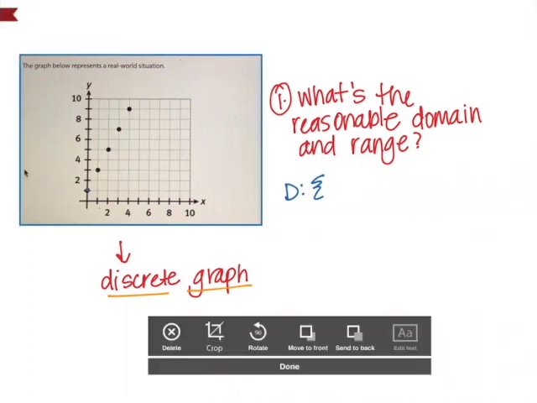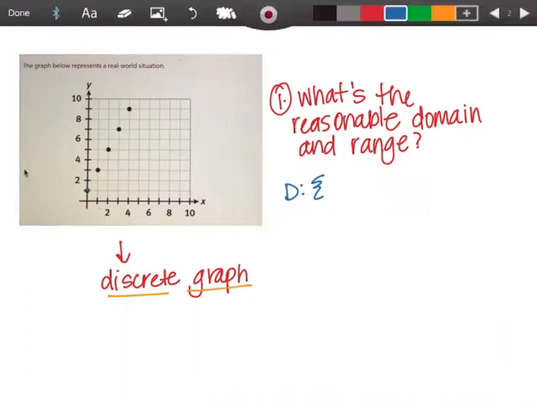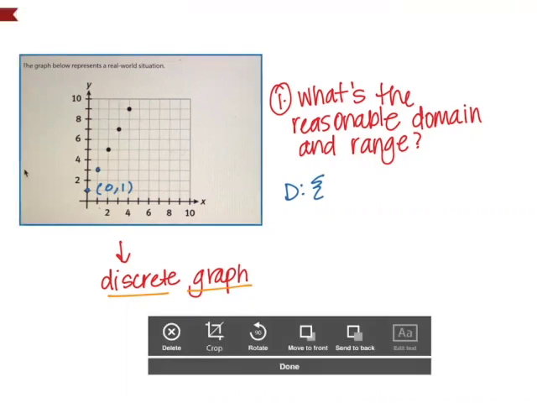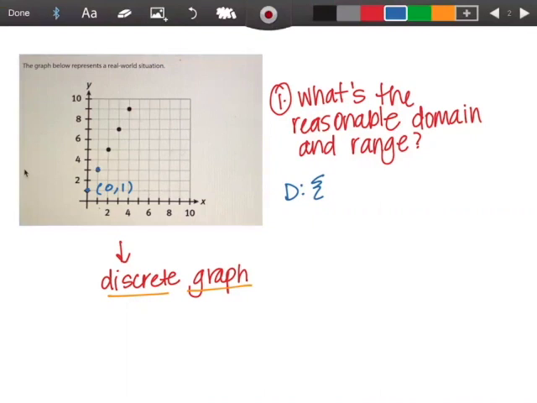If we look at this first point here, that point is (0, 1). I'm going to highlight all of the points. This second point here is (1, 3). The third point is (2, 5). The next point here is (3, 7). And then the last point is (4, 9).